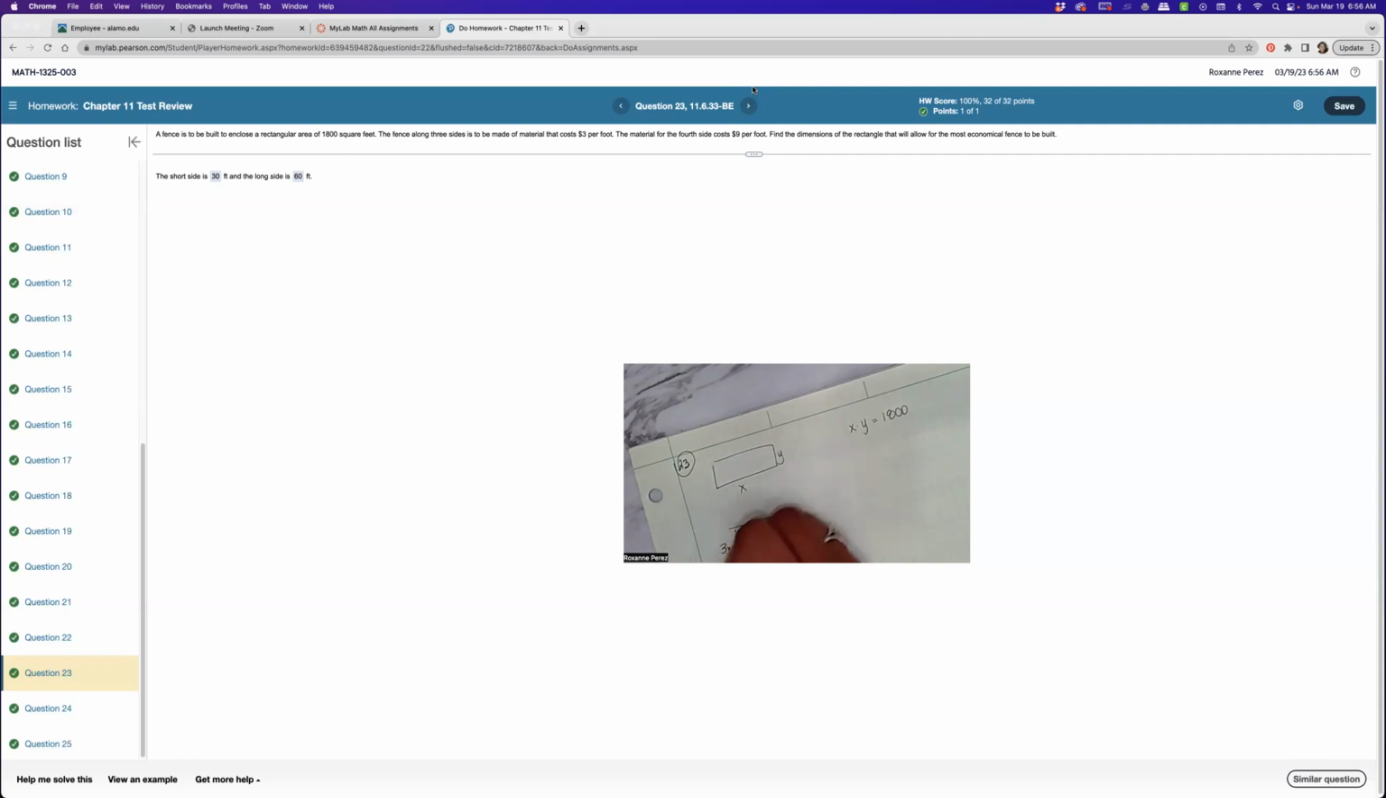So 3, 3, 3. The material for the 4th side is $9 a foot.